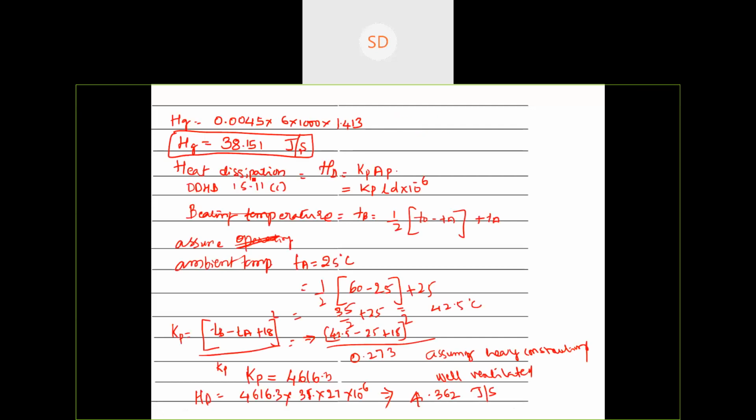So now this is HA equal to Hg minus Hd. So heat generated is 38.151, and heat dissipated is 4.362 joules. Now we calculate the value, how much you're going to get, the difference value, and just inform me.